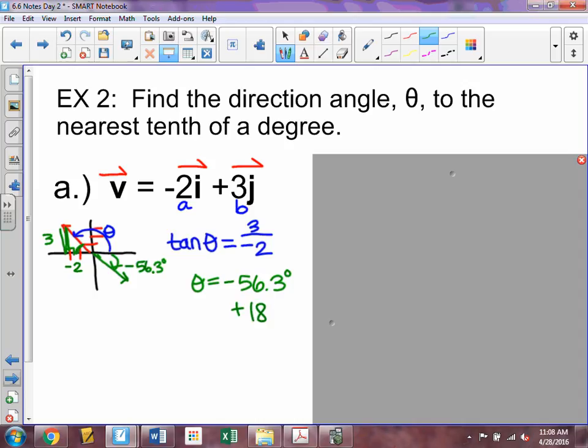So I'm going to add 180 degrees. That's where the picture can help. The two of those together better add up to 180. So I'm going to add 180 to that. I'm going to get 123.7. Is that between 90 and 180 like I expected? Yes. Okay, that's the angle we're looking for. Angle that's made with the positive x-axis.